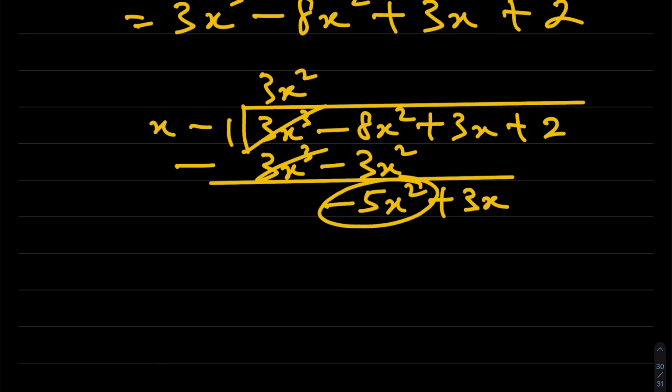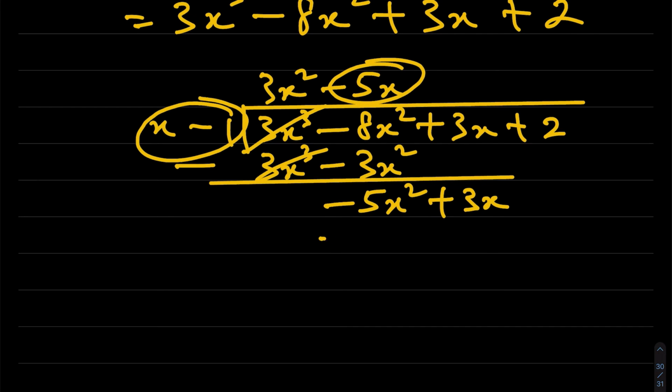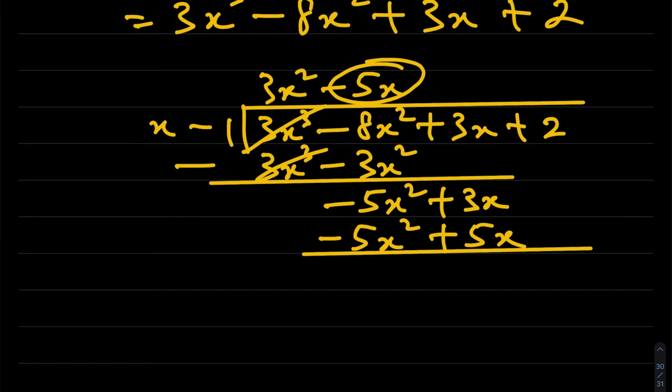Now minus 5x squared divided by x, that's minus 5x. And now we multiply again the whole of this by minus 5x. That gives us minus 5x squared plus 5x. Now we subtract again.